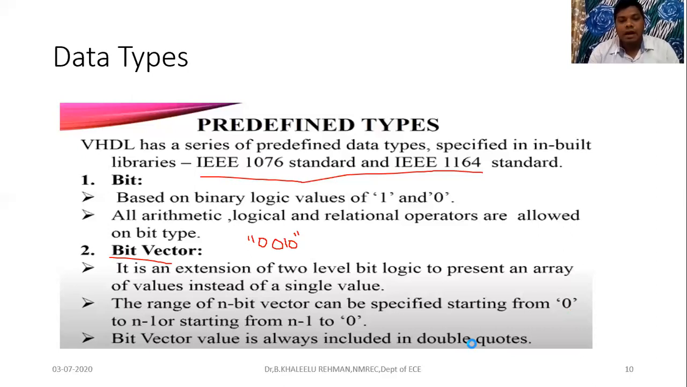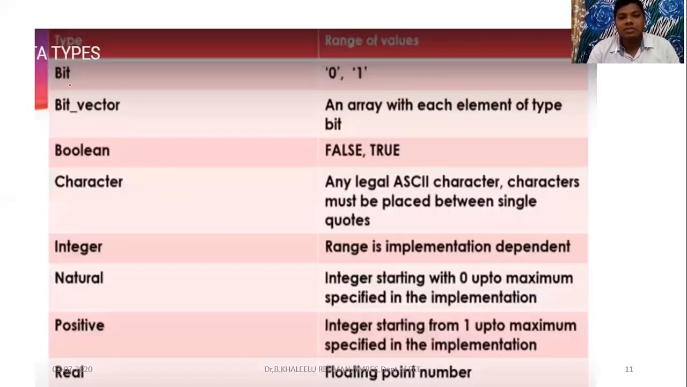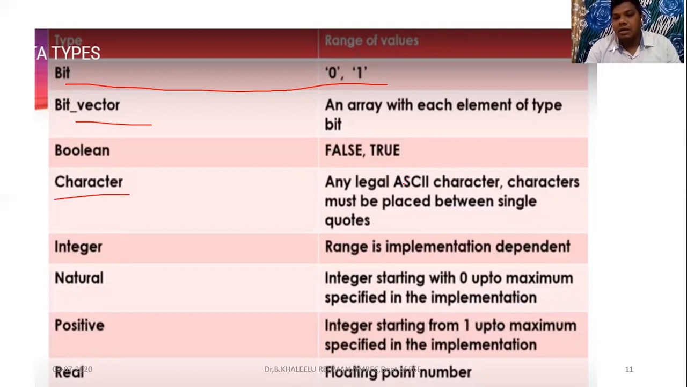Next, these are all the data types. Bit is 0 or 1, and bit vector, as I told you, is for multi-bit data. Boolean is either true or false. Character, if you have an ASCII character, ASCII being American Standard Code for Information Interchange, we have all the special characters as well as the alphabets. There is a unique ASCII code for each one. For example, capital A has a unique ASCII code with an 8-bit number. That one you can also write.